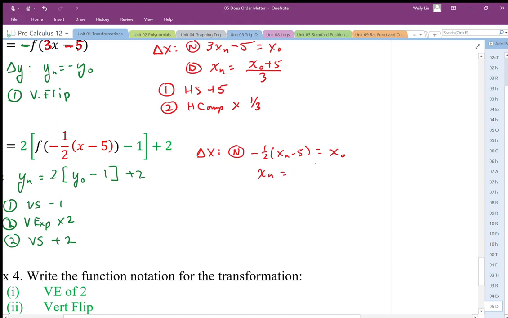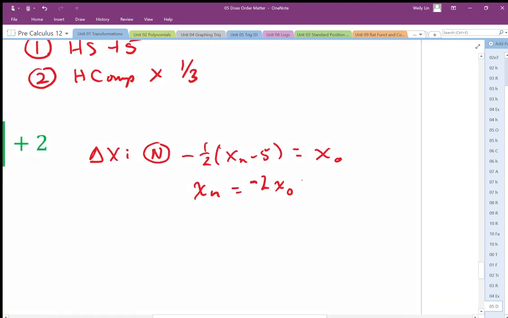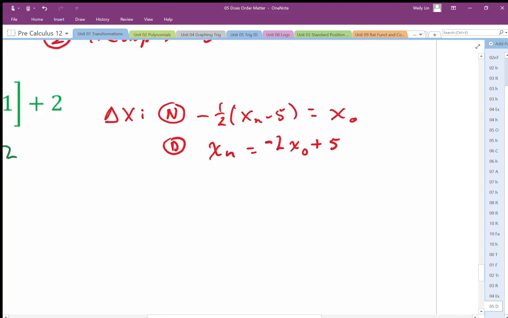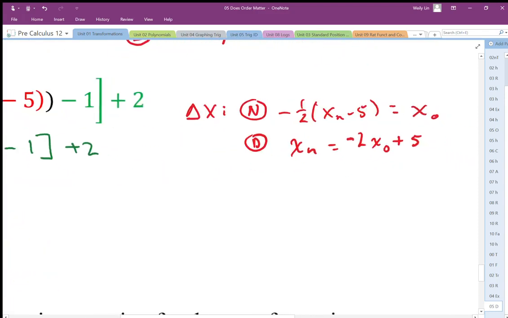So if I get rid of the minus 1/2 first, I'm going to get times by negative 2 first. Sure enough, the expansion by 2 and horizontal flip did happen first. And then to get rid of the minus 5, I do a plus 5 last. So then that is my expand, flip first, shift last. This is kind of what we like to see later on. In fact, we're going to try to get things into this factored form in the notation when we can.